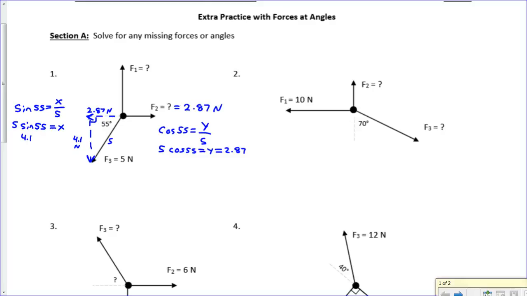And then the top force needs to cancel out with the part of F3 that's going down, because these are directly opposing each other. One is going directly up, the other one is going directly down. And so this needs to equal 4.1 newtons, which is the vertical part of that force 3. That's kind of what we end up with there.